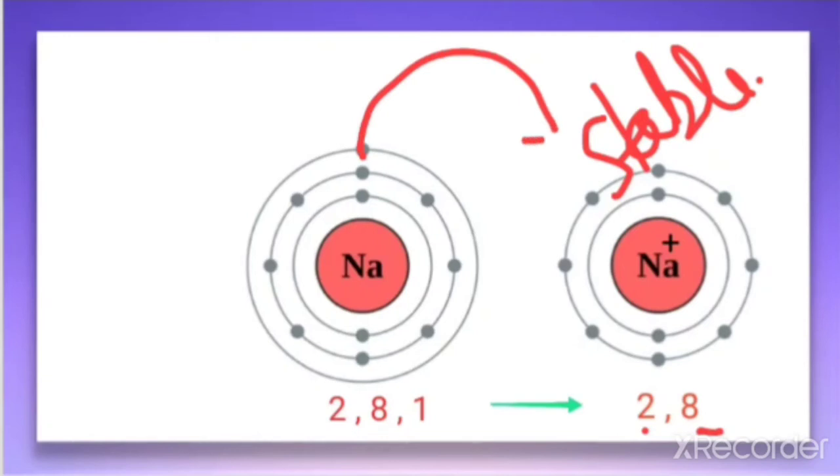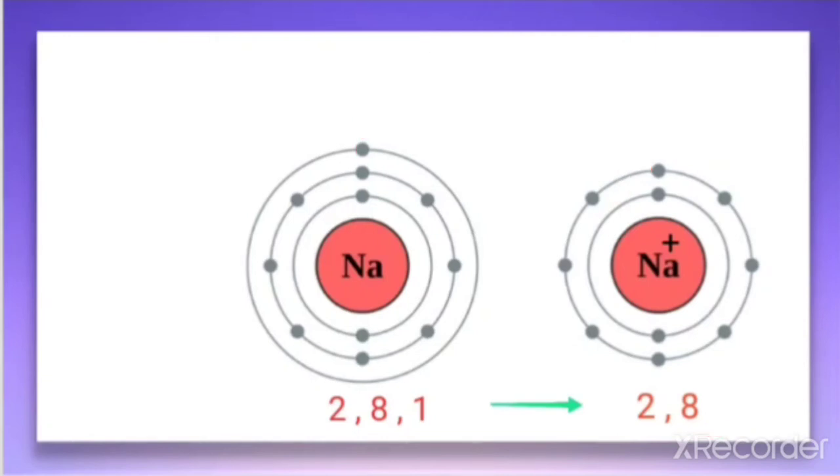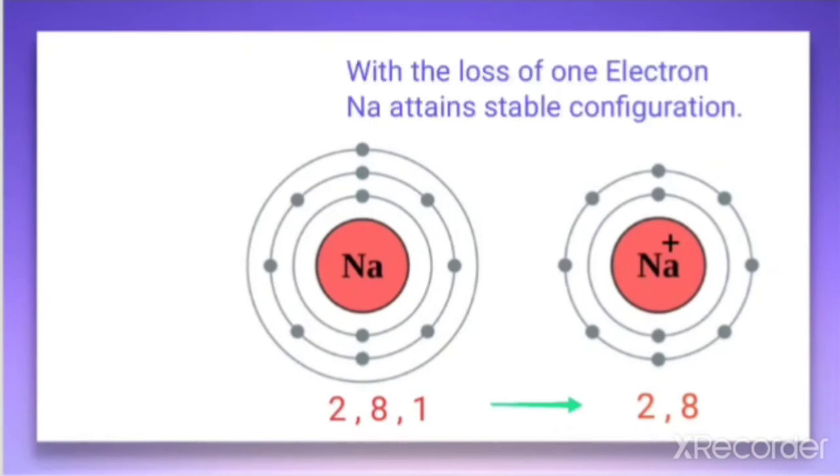So why is it losing the electron? In order to attain the stability. So the atoms are combining in nature by losing electrons, gaining electrons, or sharing electrons to attain stability. Like the case of sodium here. So with the loss of one electron, the sodium attains the stable configuration. It results in the formation of sodium ion, that is a cation.